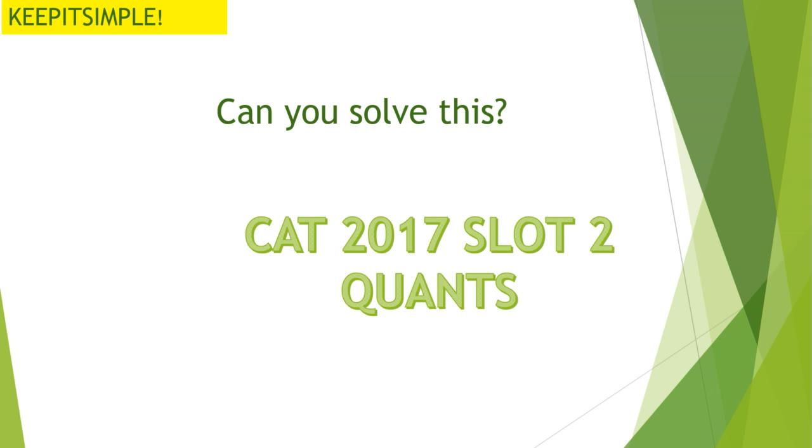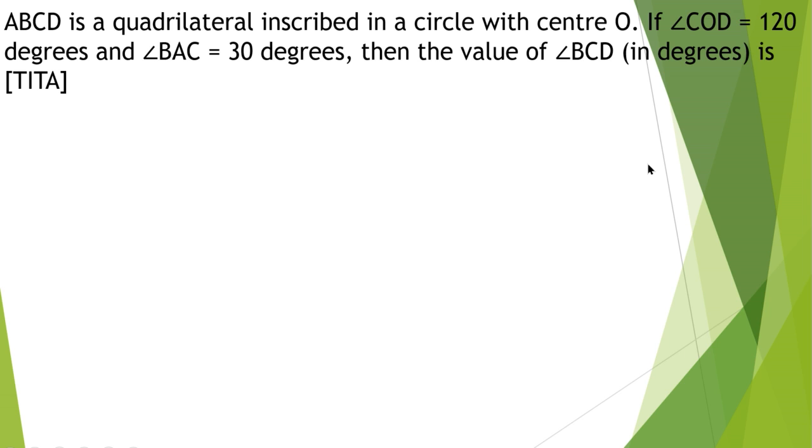Keep it simple. We will continue with the CAT 2017 Slot 2 Quant section. This is a geometry question. ABCD is a quadrilateral inscribed in a circle with center O. If angle COD is equal to 120 degrees and angle BAC is equal to 30, then the value of angle BCD. This is a theta type question.